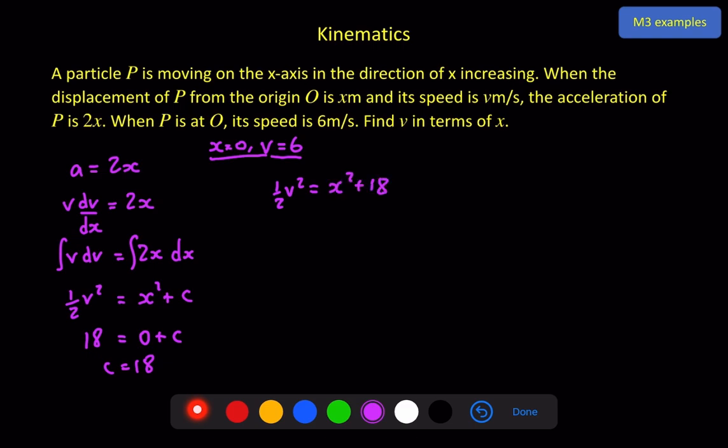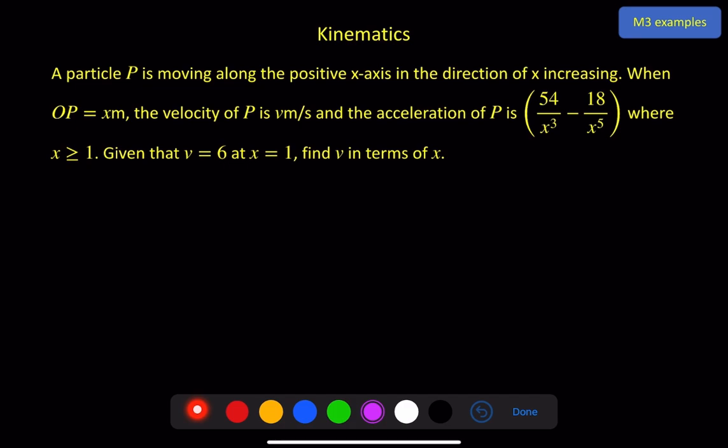However, we don't want v squared, we want v in terms of x. So we should rearrange this now to give v as the square root of 2x squared plus 36. And because we know this is all happening in the direction of x increasing, we just need the positive square root here. That's the first example.